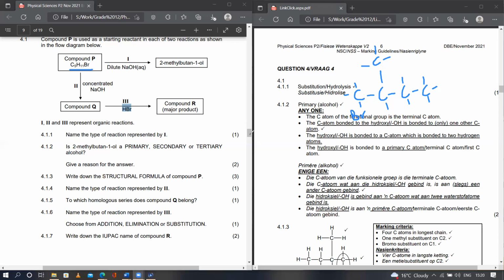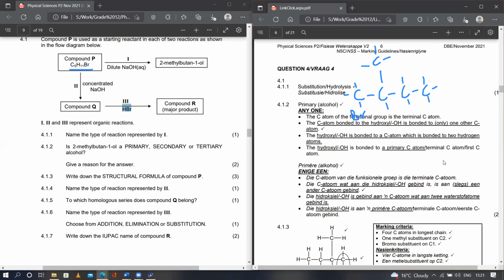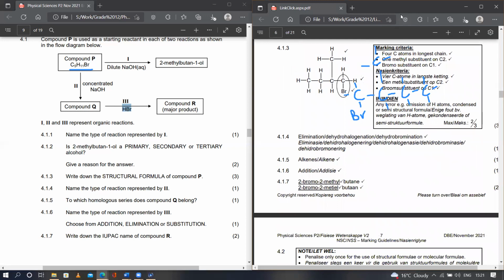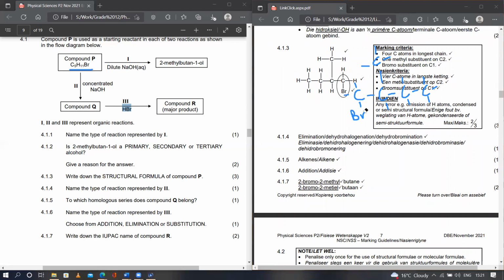Yes, sir. Okay. So they say name the type of reaction represented by Roman figure 2. Let me rub this out.